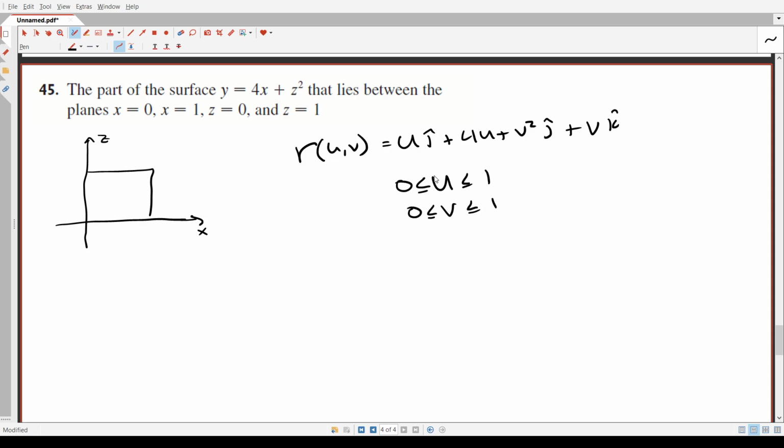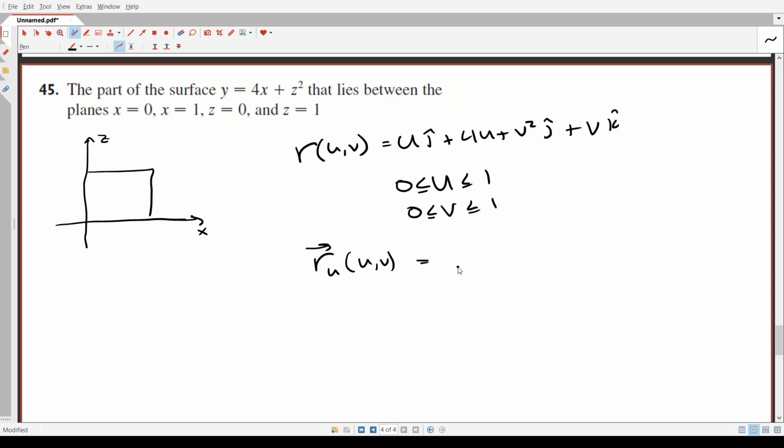Okay, so now I have my parameterization of the surface. Now, maybe I'll find out later on that it's easier if I convert this to some other coordinates, but I doubt that. But it's totally possible that that could happen. So now I need to compute the derivative with respect to u.